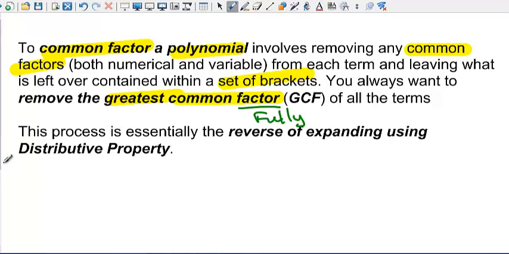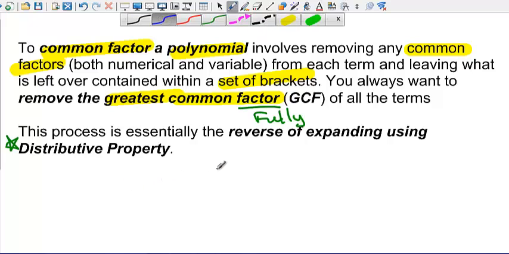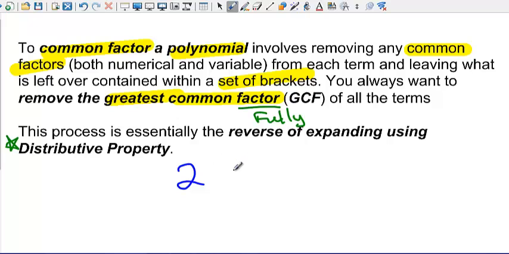This process, and this is a really big key to understanding, is that it's the reverse of expanding using the distributive property. So let me just write down a quick expanding distributive property example. 2 bracket x plus 1. The distributive property says that if we take this 2 and multiply it by each of the terms, it's the same thing as multiplying by the whole binomial. So 2 times x gives us 2x, and 2 times 1 gives us plus 2.